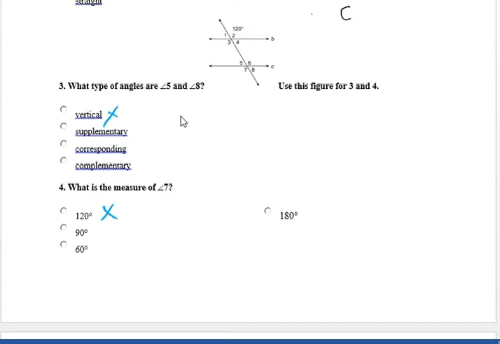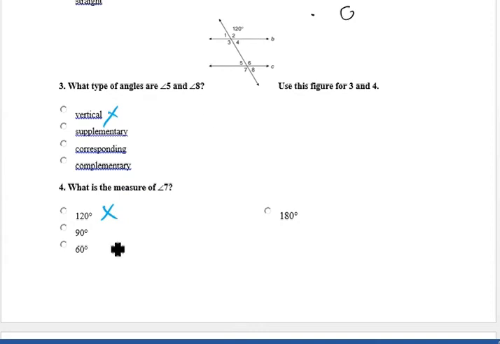What type of angles are 5 and 8? 5 and 8 are opposite angles, and we call those vertical angles. And they're always the same. Opposite angles are always the same value. So vertical. What's the measure of angle 7? Well, 7 is going to be the same as 6 because they're opposite or vertical angles. And 7 is going to be the same as 3 because it's corresponding. And then we know 3 is the same as 2. So from that, we know it's going to be 120.